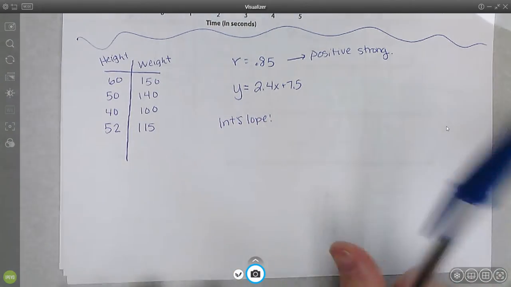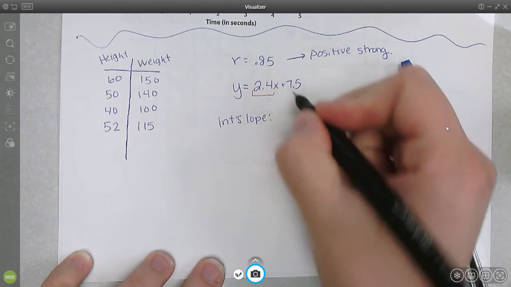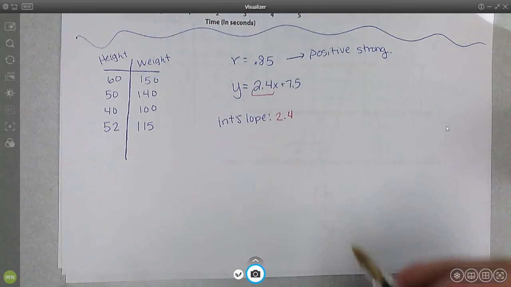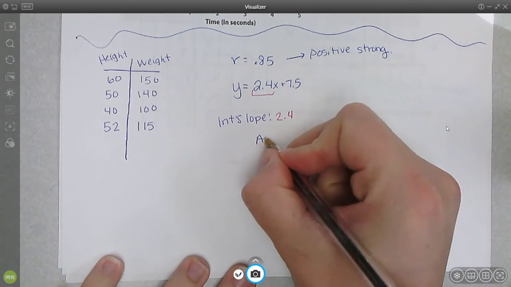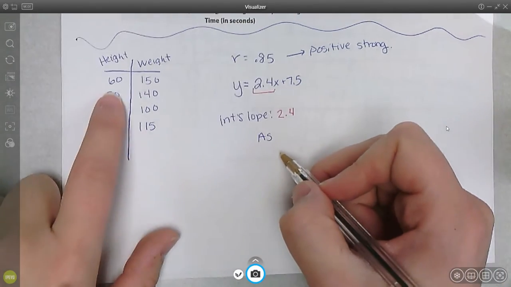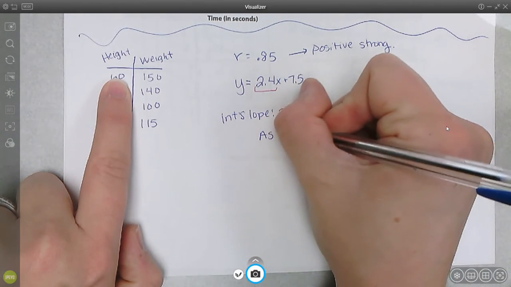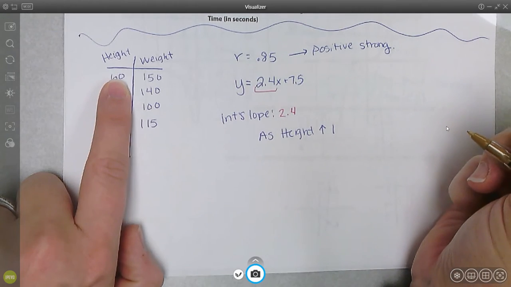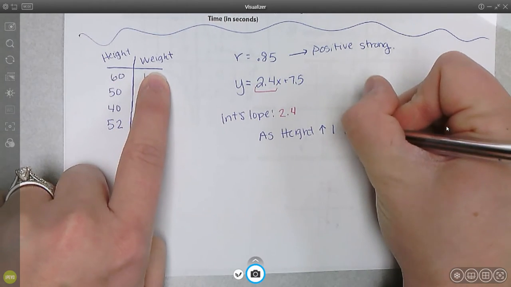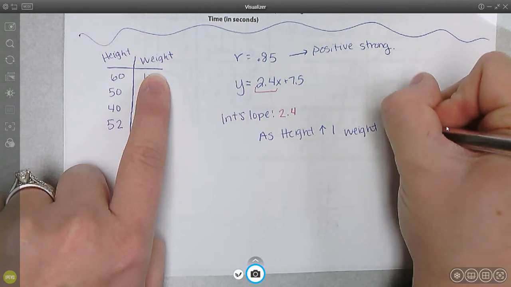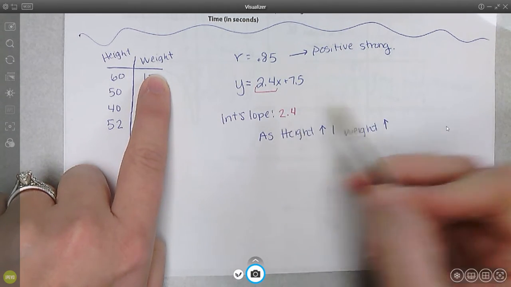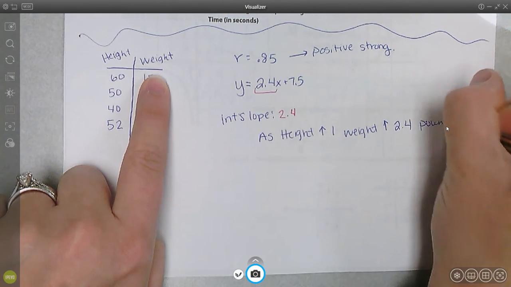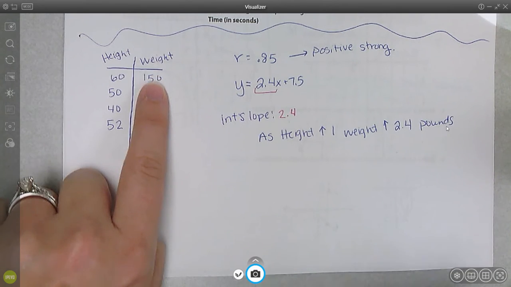Okay, so first of all, our slope is this number right here, 2.4. And you are going to write this the same every single time. So we are going to write as our x value. So x is height. So as height increases by 1, that's always going to increase by 1. Our weight goes up, your slope. So 2.4 pounds. That's our interpreting our slope.